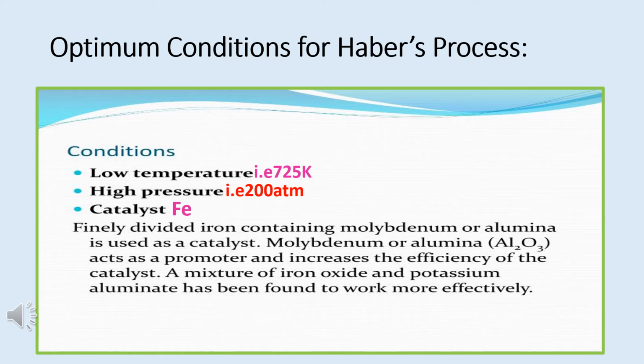And finely divided iron containing some molybdenum or alumina is used as a catalyst. This molybdenum or alumina acts as a promoter which increases the efficiency of the catalyst iron. A mixture of iron oxide and potassium aluminate has been found to work more effectively than finely divided iron pieces. So these are the optimum conditions for the better yield of ammonia in Haber's process. Okay, students?